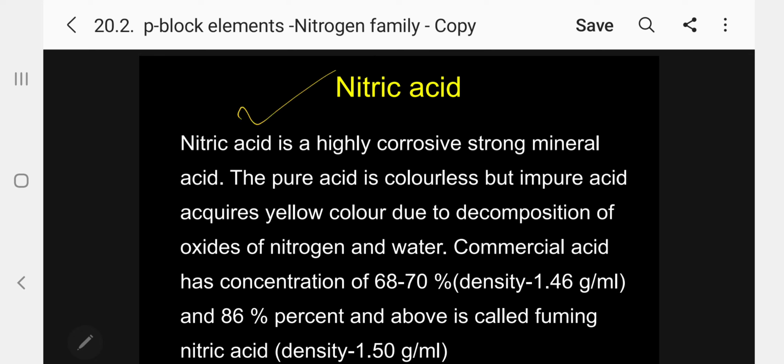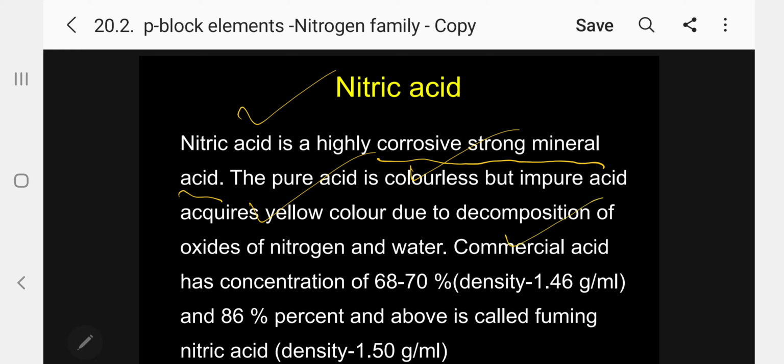Nitric acid is a highly corrosive, strong mineral acid. What is going to be corrosive? If you touch your skin, it will easily give a wound. Please follow. It is a highly corrosive, strong mineral acid. The pure acid is colorless, but impure acid acquires a yellow color due to the decomposition into oxides of nitrogen and water.